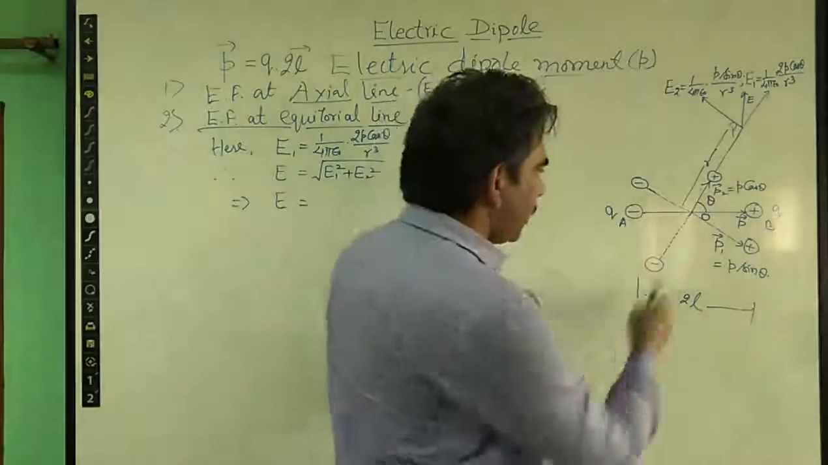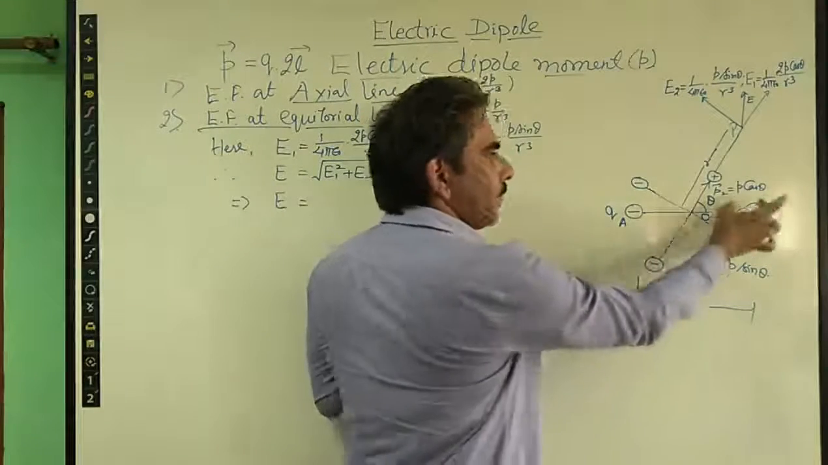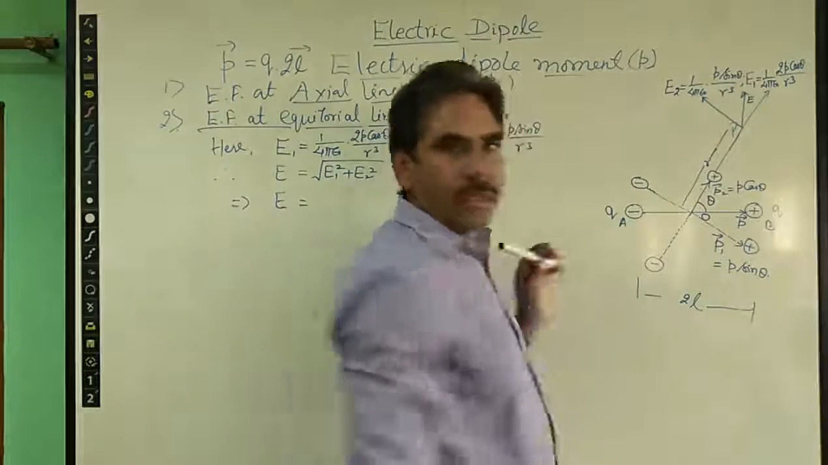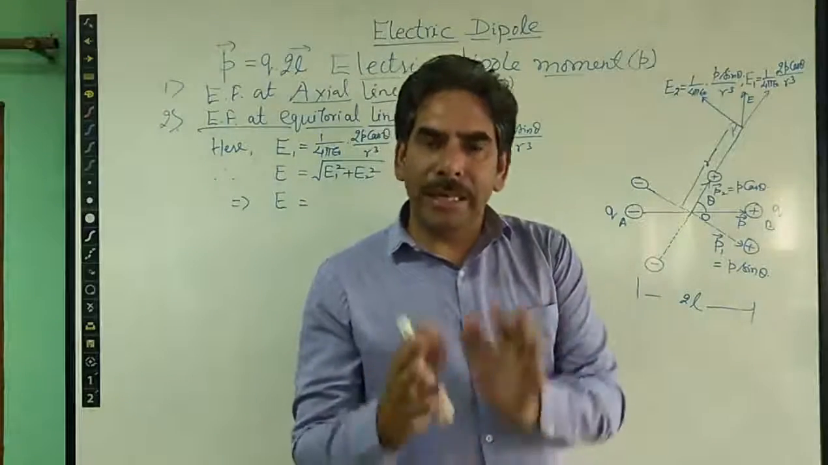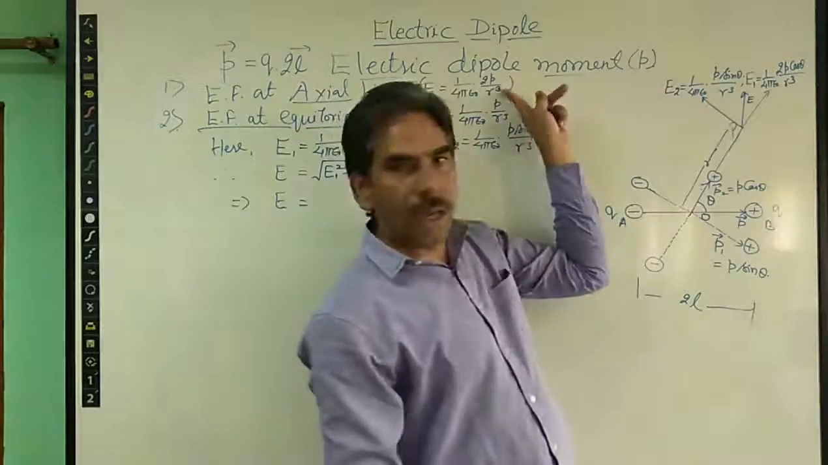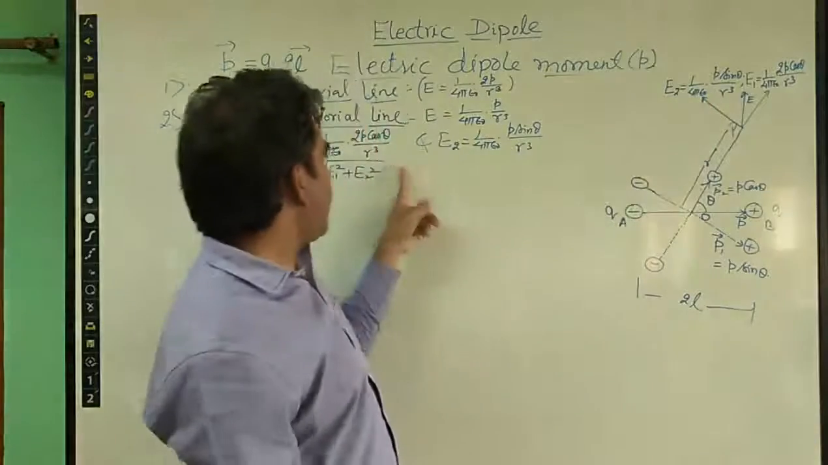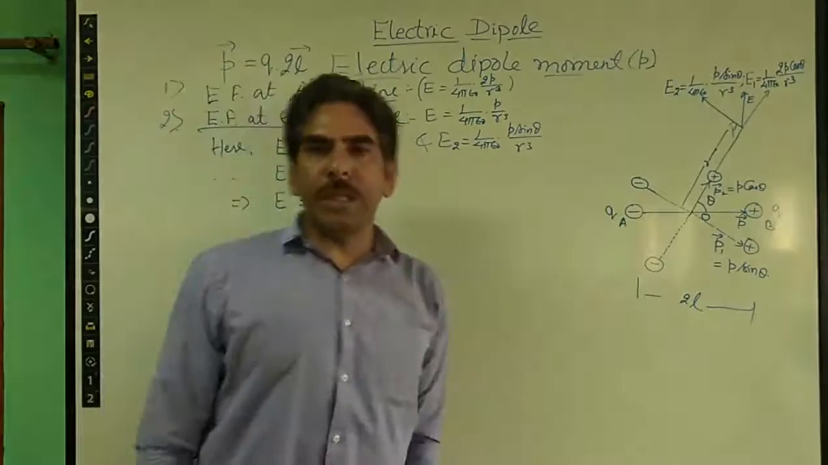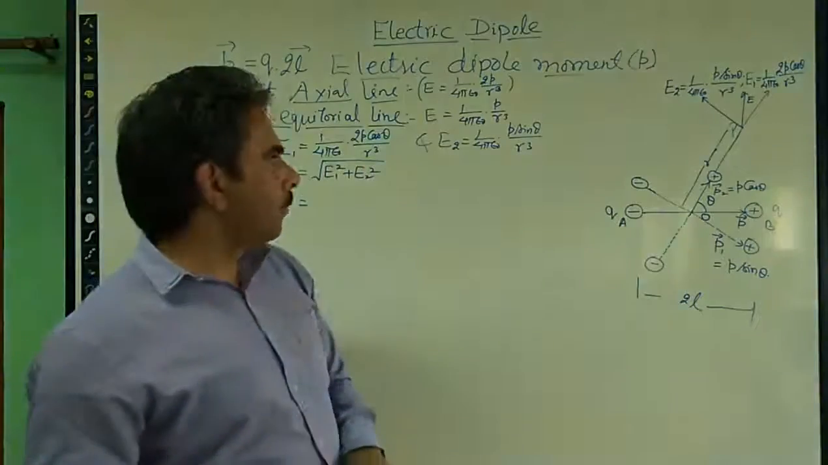Now for the dipole moment P cos theta, the point P is on its axial line. If point P is on the axial line of any electric dipole moment, then its electric field can be written this way. I am naming it E1. So I have written the expression as 1 upon 4 pi epsilon naught into 2P cos theta upon r cube. I am taking the case of a short electric dipole.